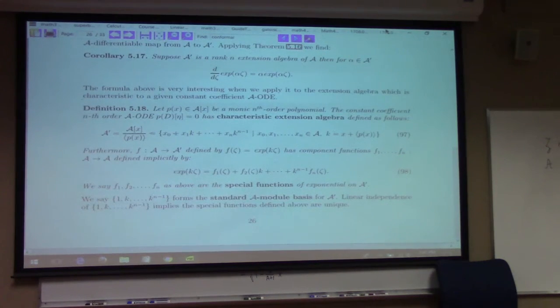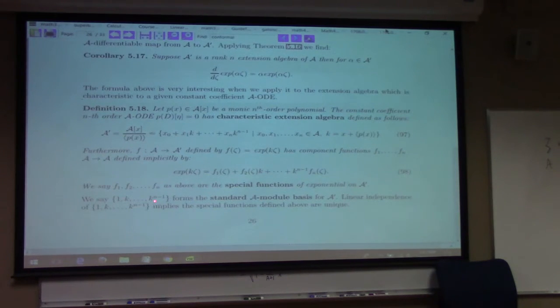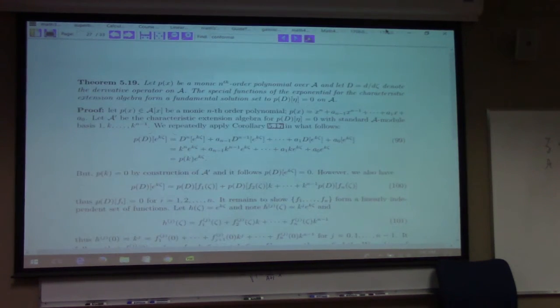And those I define to be the special functions of the exponential on A prime. And I would say that 1 through k^(n-1) forms a standard A-module basis for A prime. And in fact, linear independence of this implies that the special functions defined above are unique. And then here's the big theorem.